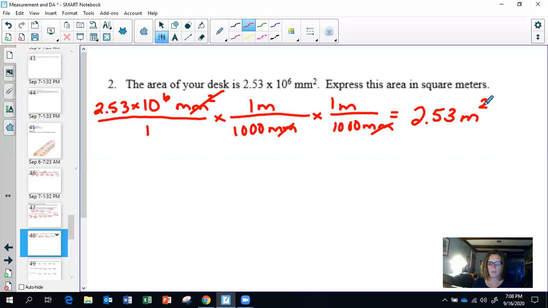And your answer should come out to 2.53 square meters. That's a pretty big desk, actually.